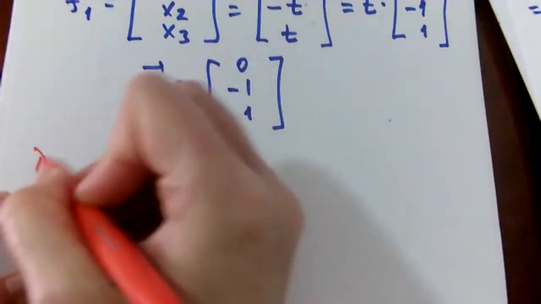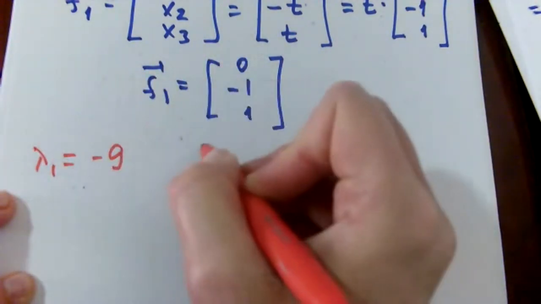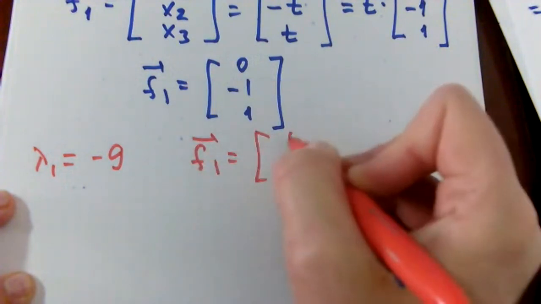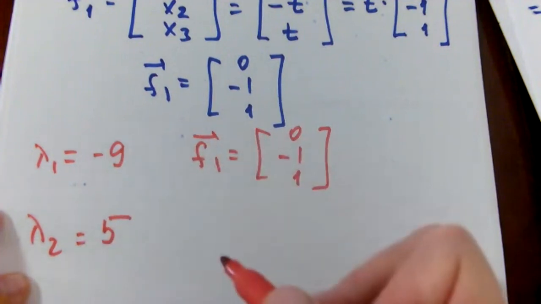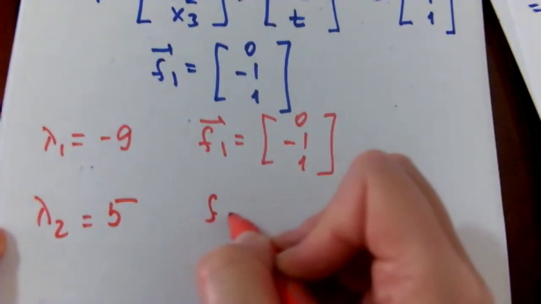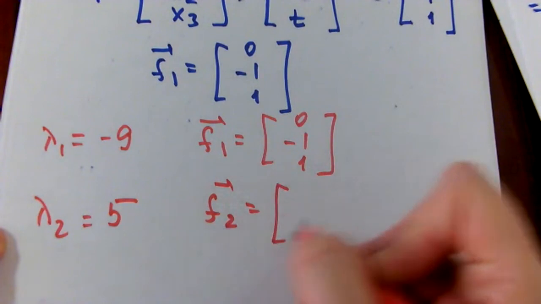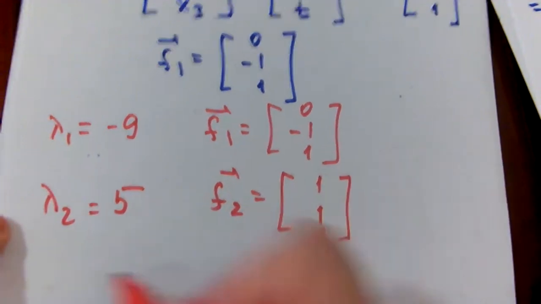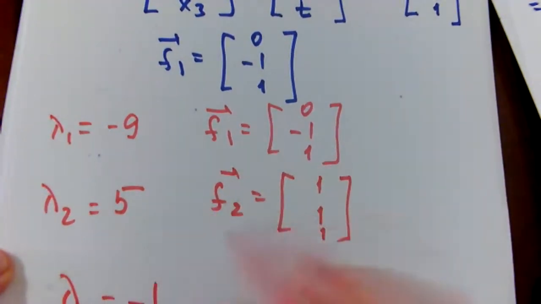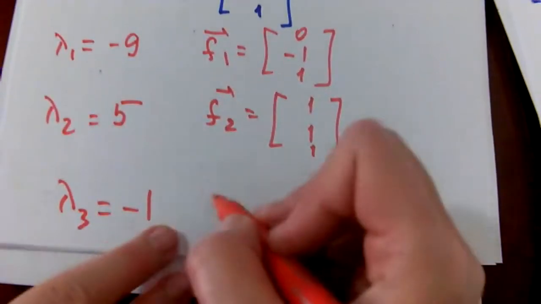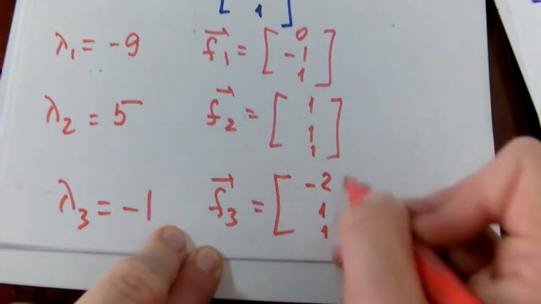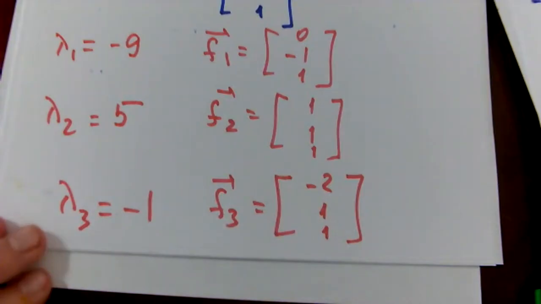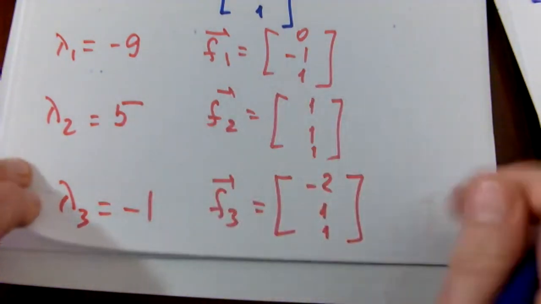So lambda 1 is equal to -9 gave us this vector f1, which is 0, -1, 1. Lambda 2 was 5, and the vector corresponding to it was f2 equal to 1, 1, 1. Sorry for that mess. And finally, the last lambda, which was -1, gave me vector f3, which is equal to -2, 1, 1. So this is the end of our step 4. We calculated all these eigenvectors.